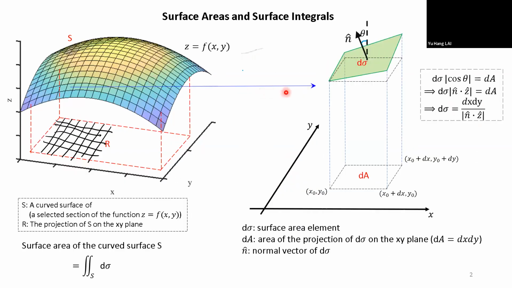Setting the limit shouldn't be a problem for you now. For example, if I just consider this rectangular region, you understand that it's just some constant x boundary and some constant y boundary. So that one won't be too tricky. But first of all, we need to understand how to find this n hat dot z hat. That's the key for finding this surface area.